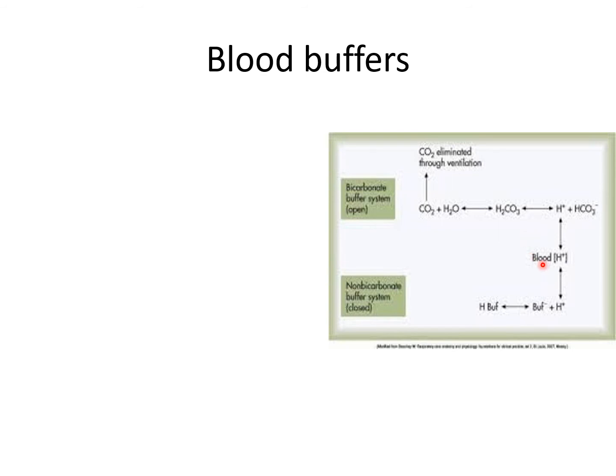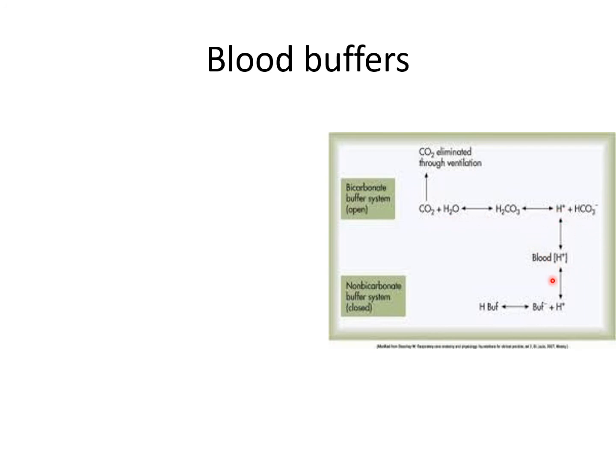So blood buffers are generally divided into two different groups. One is called the bicarbonate buffer system, or open system. It is called an open system because this bicarbonate buffer binds with hydrogen and forms H2CO3, which has the property of dissociating to CO2 and H2O. Now this CO2 is eliminated or exhaled through the lungs, and that is the reason it is called an open system.